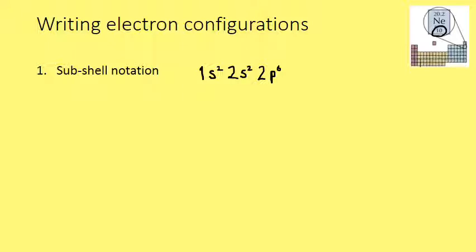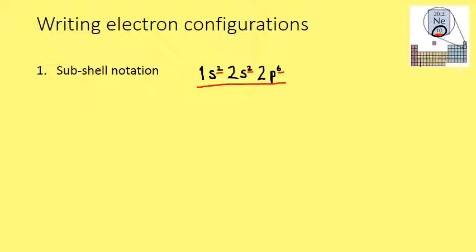So now let me just change color to red, so you can count up that we have 2 plus 2 is 4, plus 6 is 10. So now we have accounted for all 10 of neon's electrons. So now what we have written here, I'll just underline it for you, is the subshell notation for neon.